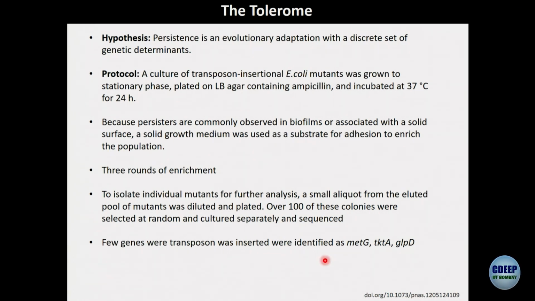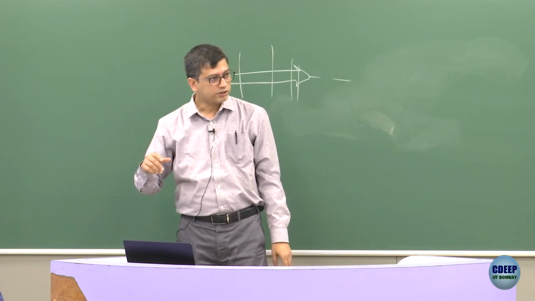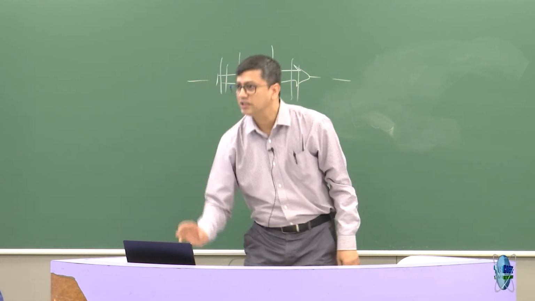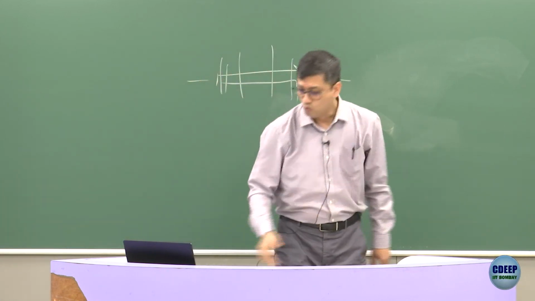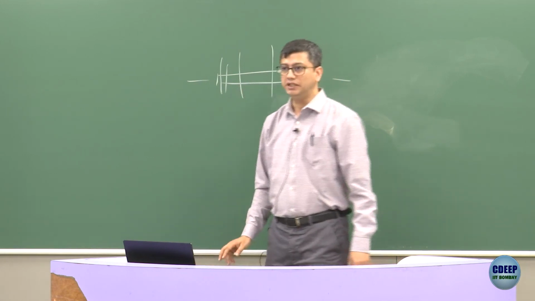You do not need to remember any of this; not a single question will come like this. Just listen to the story, understand the story and understand the beauty, that's how science is. These 3 genes are where they saw the transposon predominantly inserted. One was METG, one was TKTA, and one was GLPD.